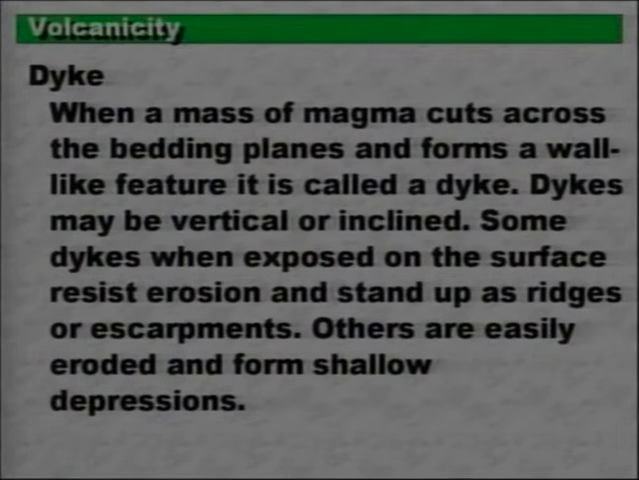Some dikes, when exposed on the surface, resist erosion and stand up as ridges or escarpments. Others are easily eroded and form shallow depressions. Those that are exposed on the surface and resist erosion do so because they are hard rocks. Therefore, they do not erode quickly.